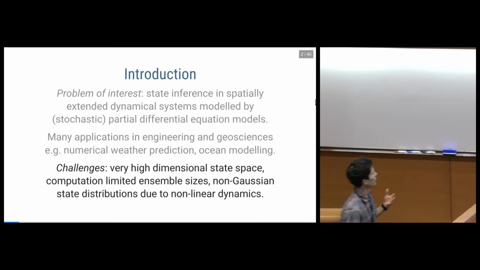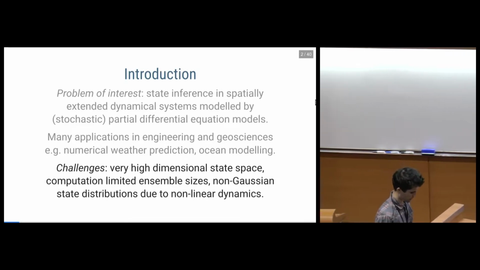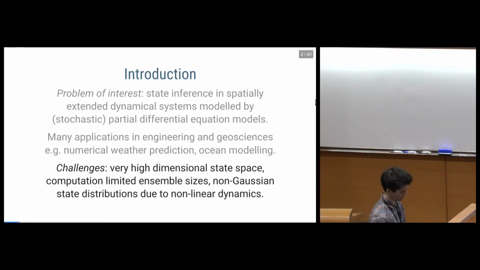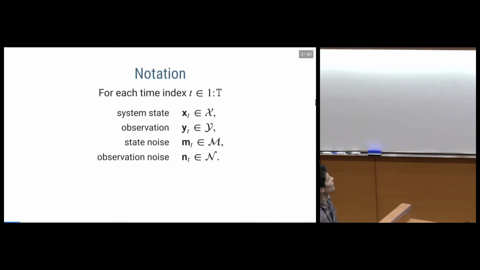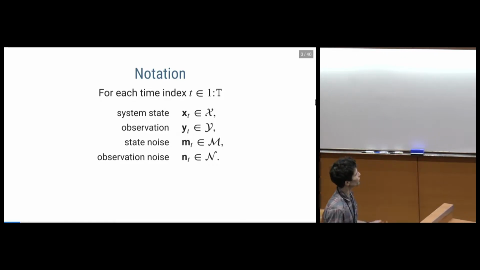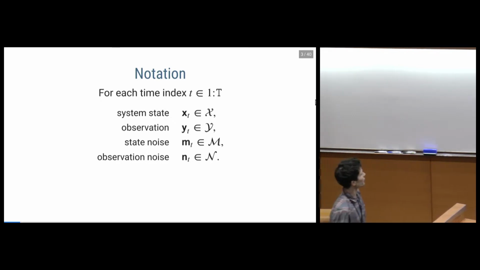And typically, we're going to be working in a regime of models where the filtering distribution will be non-Gaussian due to the inclusion of nonlinear dynamics within the model. So just to set out the notation, I'll generally refer to the underlying system state, which is what we want to infer, as x, the observations as y. And then there will be two additional random variables: m of t, which defines the noise introduced in the state updates at each time step, and n of t, which is the observation noise, the noise used to generate the observations at each time step.